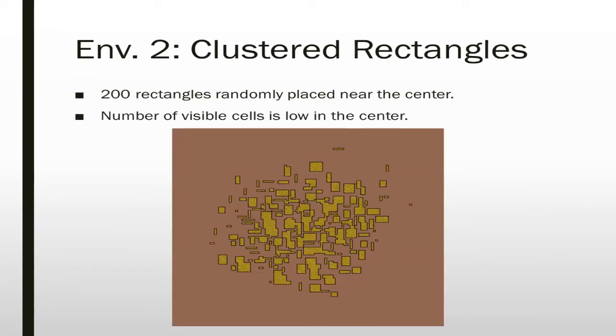Our second environment uses 200 rectangles randomly clustered towards the center. This is meant to simulate a more structured outdoors environment, such as a town. The number of visible cells is very low in the center, but very high on the outer edges.